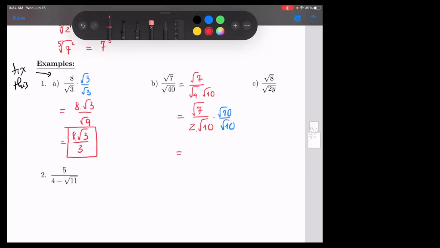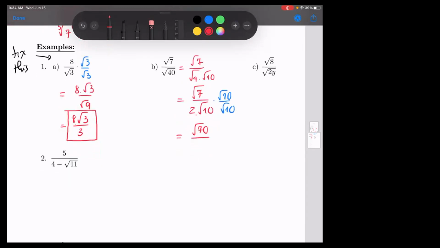Well, root 7 times root 10 is... remember, when you multiply two radicals, the only thing that has to be the same is the index, right? Which they are, they're both square roots. The number under the radical doesn't matter, it could be anything. So 7 times 10 is 70. So square root of 70 on the top.